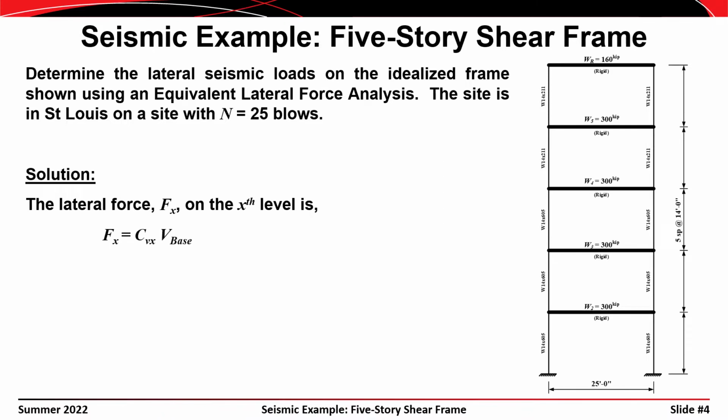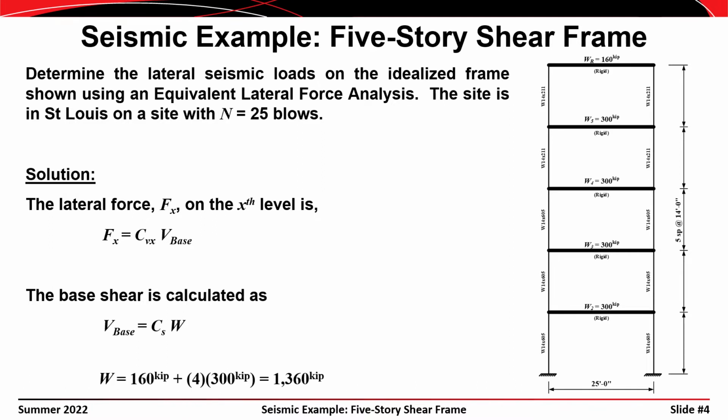The lateral force on each level, F sub x, is determined as the product of C sub Vx times the base shear, V base. C sub Vx is the vertical distribution factor that's based on the equivalent lateral force analysis, and the base shear, V sub B, is calculated as the product of C sub S times W. C sub S is the seismic response coefficient, and W is the seismic weight for a structure. This structure is rather simple, so the seismic weight can be determined as the sum of the weights at the individual levels, and we have W equal to 1,360 kips.